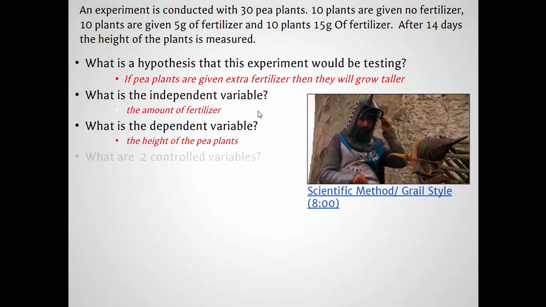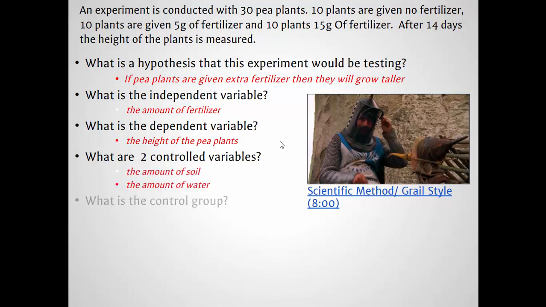What would be some variables that we have to control? Mateo? The type of plant, the time they're given. Dan, you got another one? The amount of water. The amount of water they got, the amount of light. Yeah, there's a whole bunch of things we could probably think of. All those things need to be controlled.